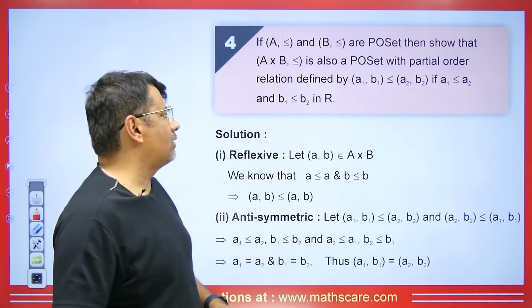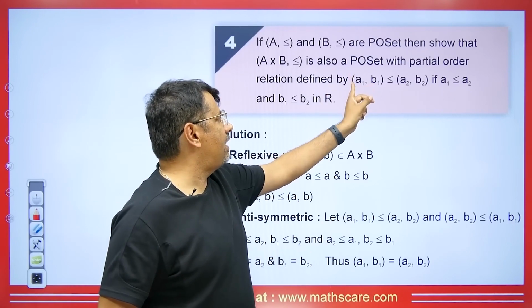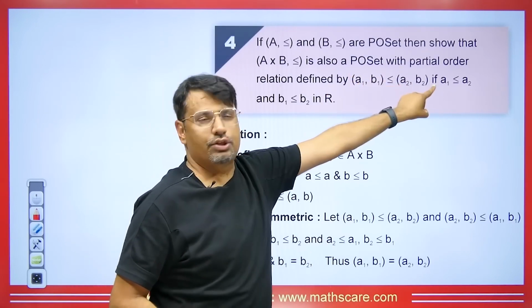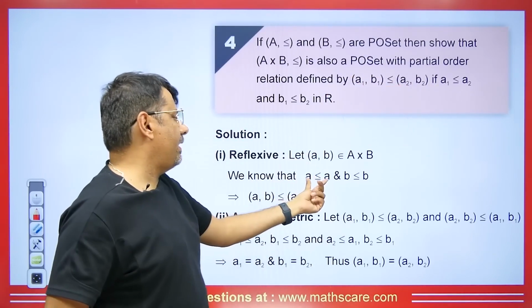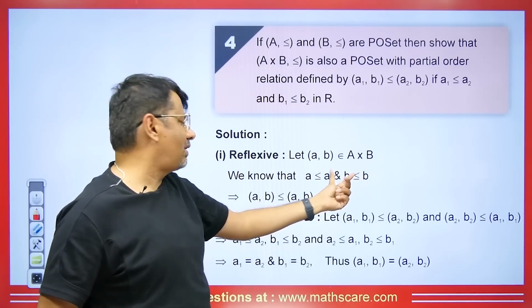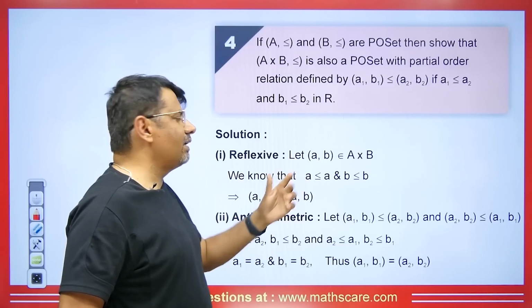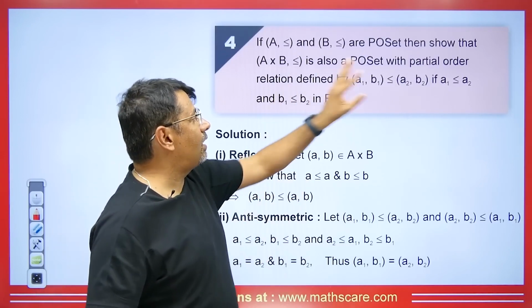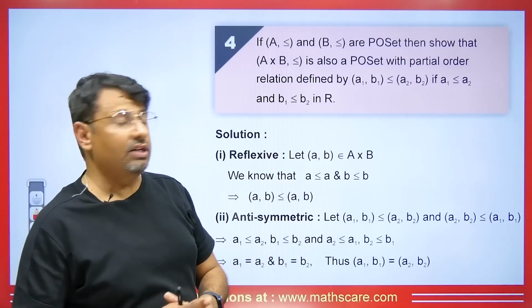First, we'll prove if it is reflexive or not. We'll take (a, b) from here. So we know that a is less than or equal to a and b is less than or equal to b. That means (a, b) is less than or equal to (a, b), right? Hence, we will have a reflexive relation.